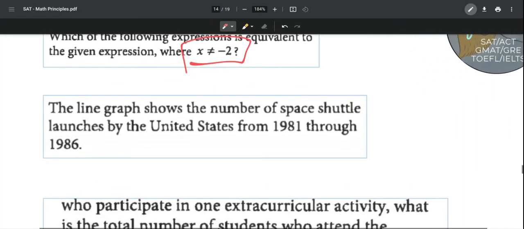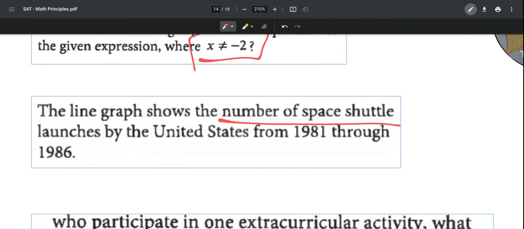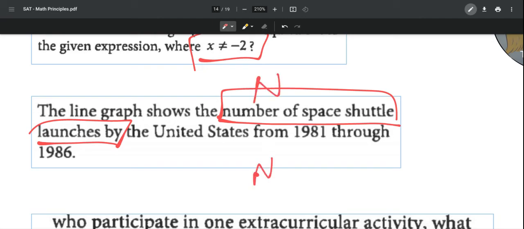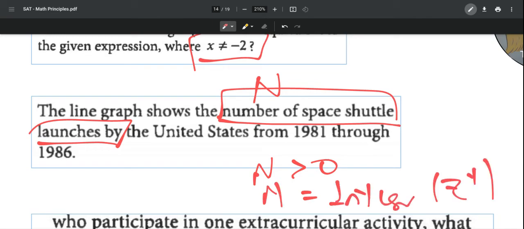For example, here, they're telling you that this is the number of space shuttle launches. So when they give you the number of an event happening, what is the restriction here? Whatever this number is has to be both positive and an integer. Why? Because it's a number of space shuttle launches. You cannot have 1.5 launches and you cannot have -2 launches, right?